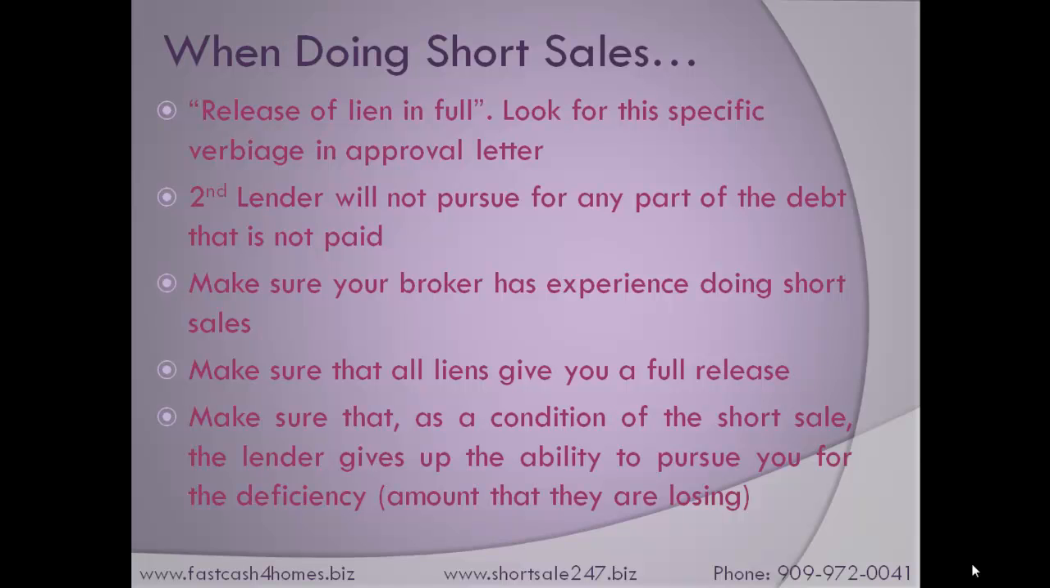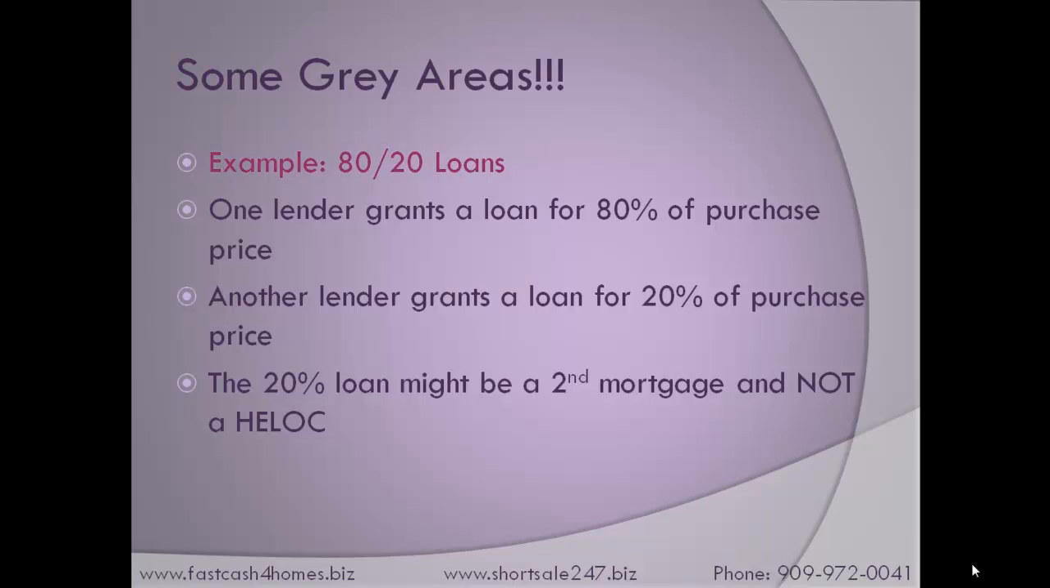Right. You have to look at the documents really carefully because there are a lot of people who bought homes with what was called an 80-20 loan, where one lender wrote 80% of the purchase price and another lender gave them a loan for 20% of the purchase price. That may still be a second mortgage and not a home equity line of credit. There are still a lot of gray areas out there. There's legislation trying to get HELOCs declared non-recourse, but that hasn't passed yet. So you really have to know what kind of loan you have in second position, because that could really hurt you if you didn't know.